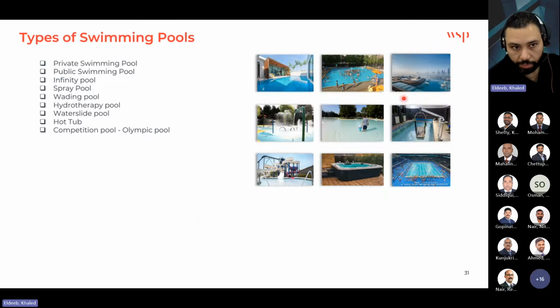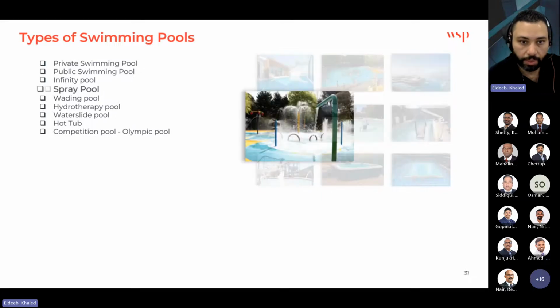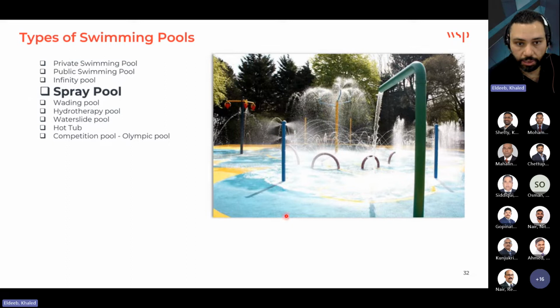And there is no special requirement for this one other than it is a public pool, but it is an architecture design. You need to go into coordination details more than the technical requirement as a mechanical engineer.